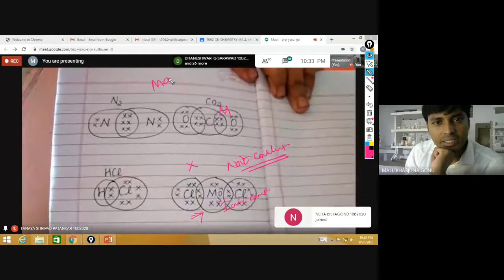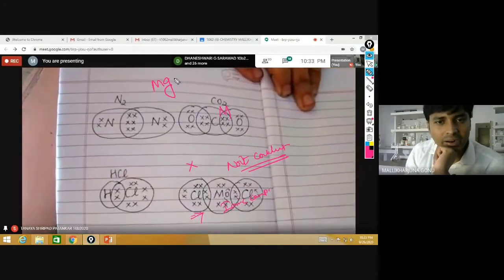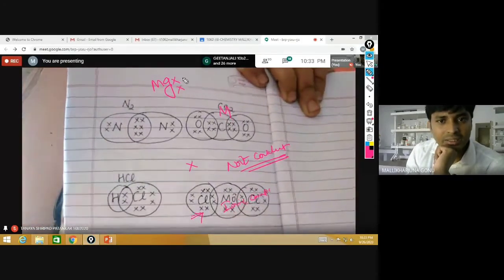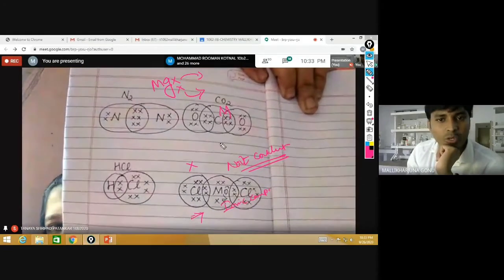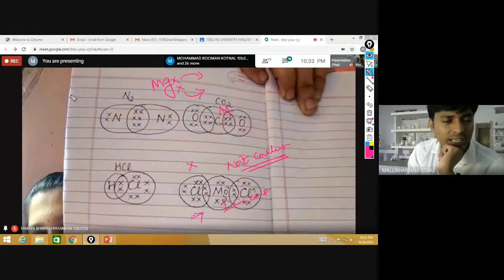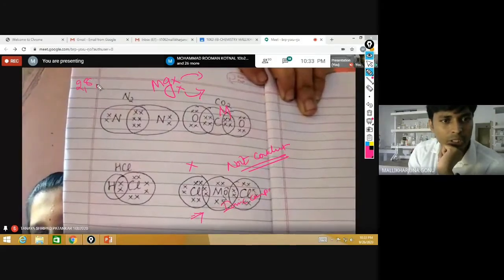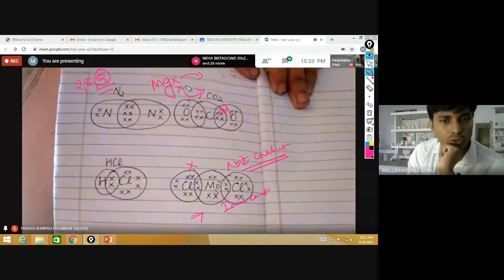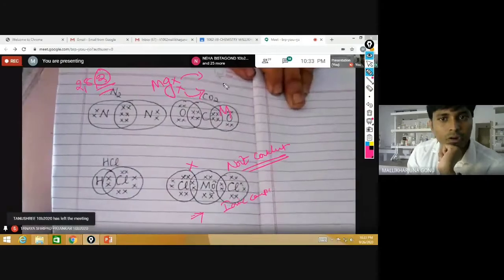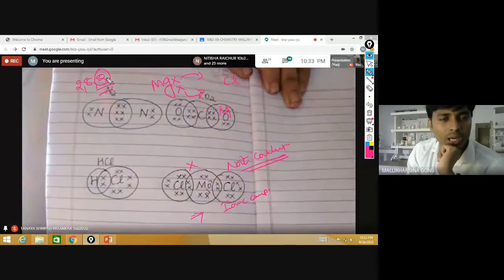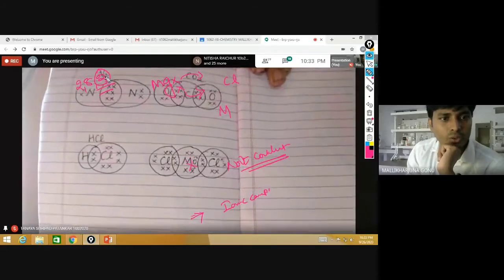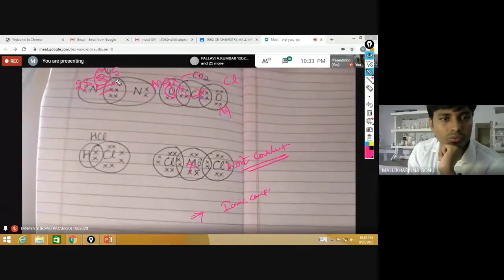I will write here Mg, whatever the 2 electrons are there, that is what it gives. Mg, how many does it have? Only 2 electrons, right? In the outermost shell. What is the electronic configuration? 2, 8, 2. So this 2 only you have to show. Then what about the chlorine?